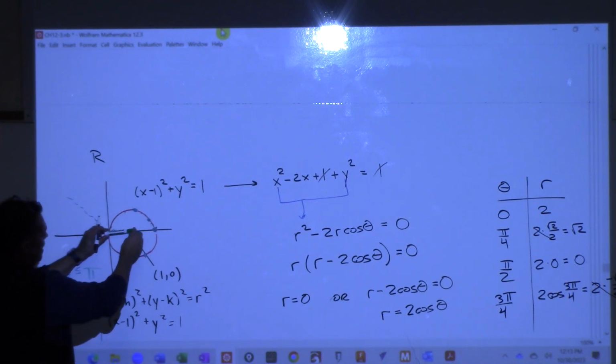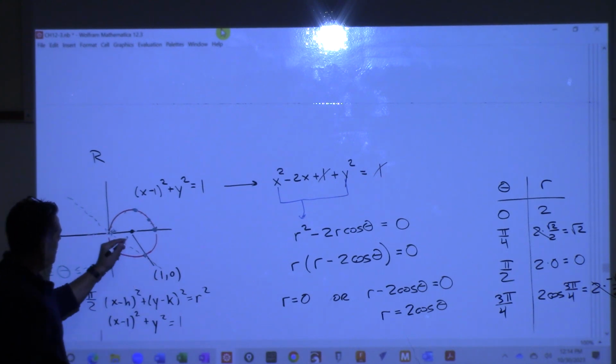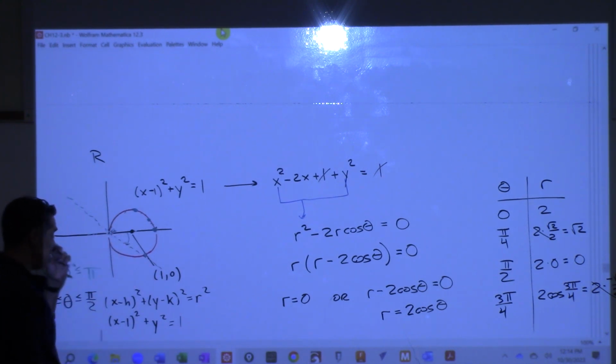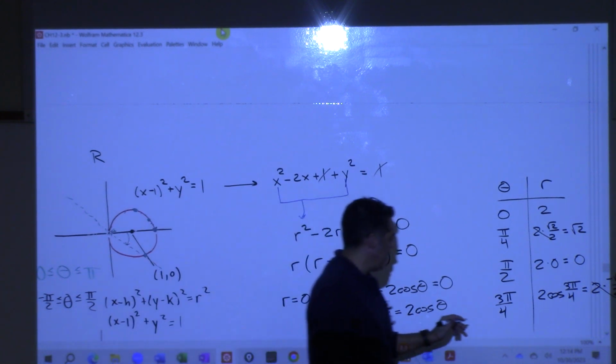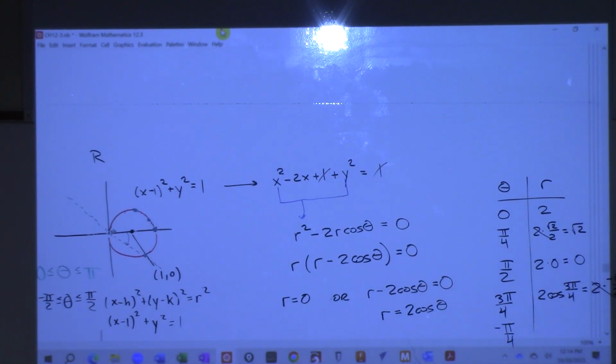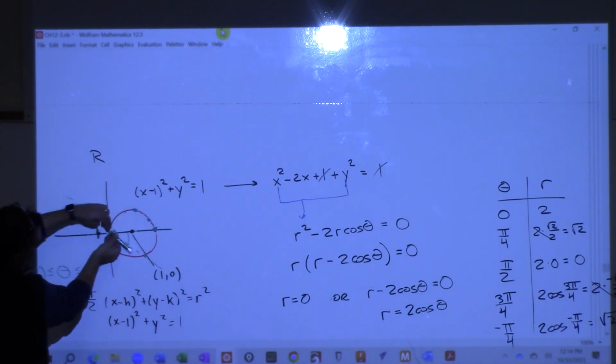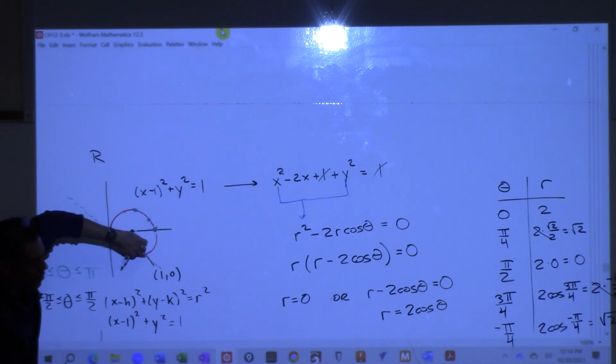So if you were to plug in, let's pick a value down here. What's a value down there? Let's go negative 45 degrees. That's negative pi over 4. What would happen if you plug in negative pi over 4? So 2 times cosine of negative pi over 4. Cosine of negative pi over 4 is root 2 over 2. So this would be root 2. So if you're aimed at negative pi over 4, there, you walk out root 2, which puts you there.